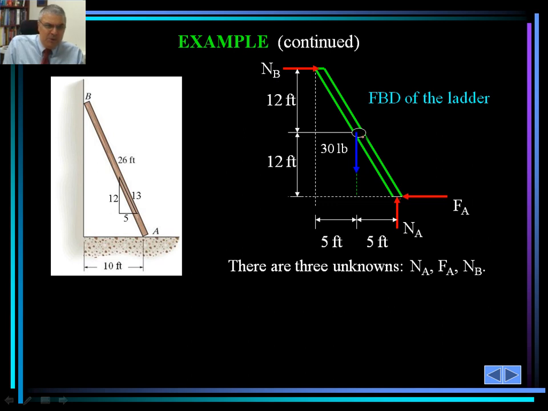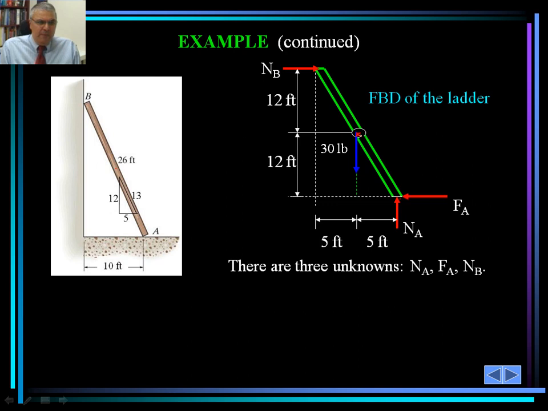The distance is also shown. The weight of the ladder is applied at the center of gravity, and very important, that is halfway up the ladder. So it's a point 12 feet and 12 feet, halfway through, right here, where the distance from the wall is 5 feet and the distance from the floor for that particular location is 12 feet. So that's really the location of the centroid of the ladder.